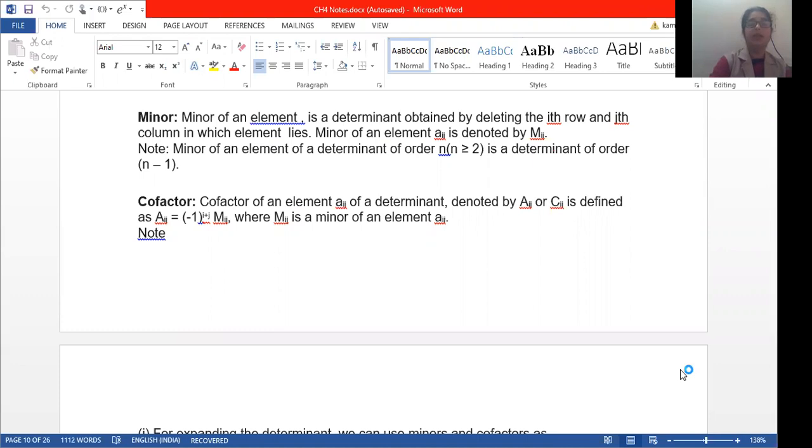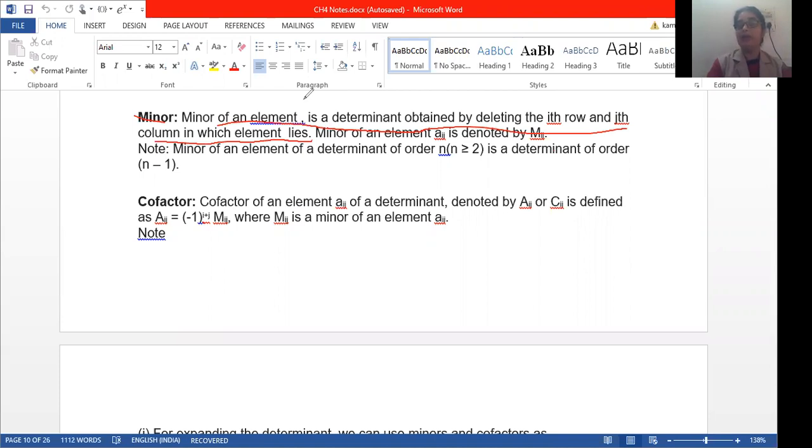So just see minor. Minor is what? Minor of an element is a determinant obtained by deleting the ith row and the jth column in which the element lies. Means what? Minor of that element means leaving the row and the column in which the element lies, whatever is left, whether the determinant is left or the element is left, that is called the minor.